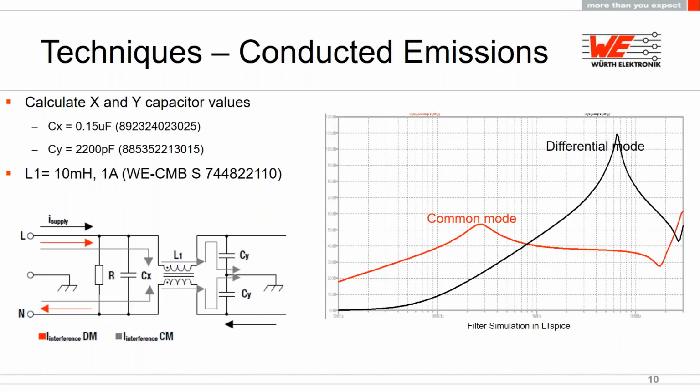After I have the common mode choke selected, I calculate the X and Y capacitor values. I calculated those as an X capacitor value of 0.15 microfarad with the part number there, and the Y capacitor value of 2200 picofarad for each one of these Y capacitors. So that's the complete filter. Here I have it simulated in LTspice. You can see the common mode and the differential mode attenuation. Now let's see how well this works in reality.